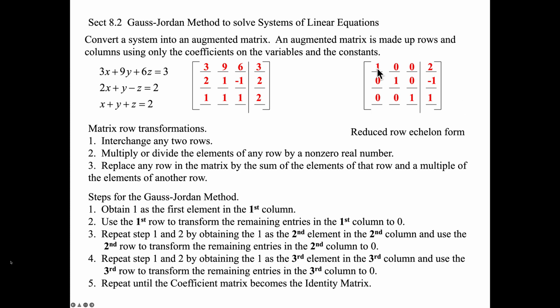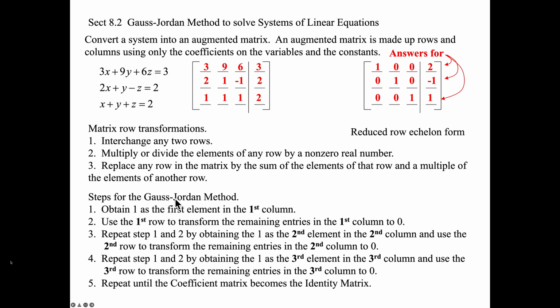The 1 in the upper left-hand corner, this is the x column. So 1x equals 2. In other words, you have 1x plus 0y plus 0z equals 2. Here's 1y equals negative 1. 1z equals 1. So there is the solution to our system. 2, negative 1, 1 is our ordered triple. Now, how do we get to that? Well, this is where Gauss and Jordan's methods come into play.